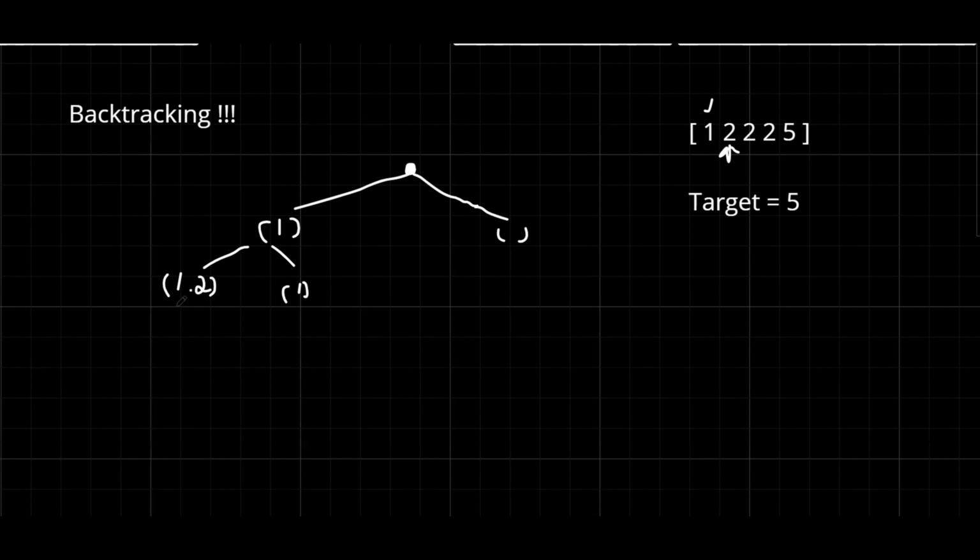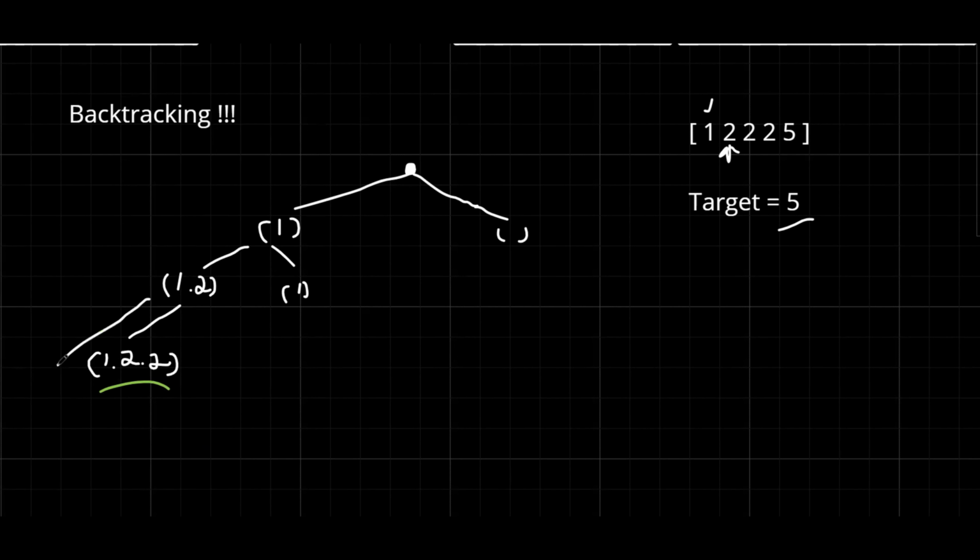So now here in this path, we are including another 2, which is this. So currently our solution set is 1 and 2. And if we add one more 2, our solution set will become 1, 2, and 2. But wait, the summation of 1, 2, and 2 is equal to the target. So we have found one solution here.